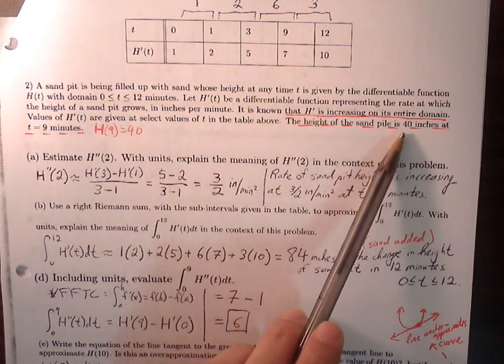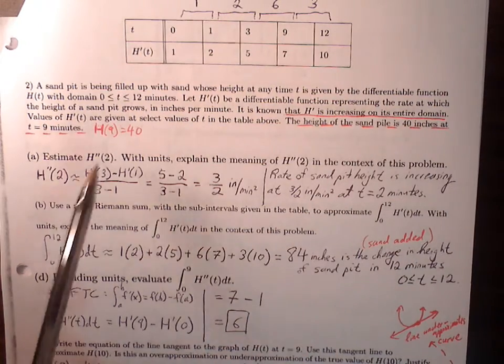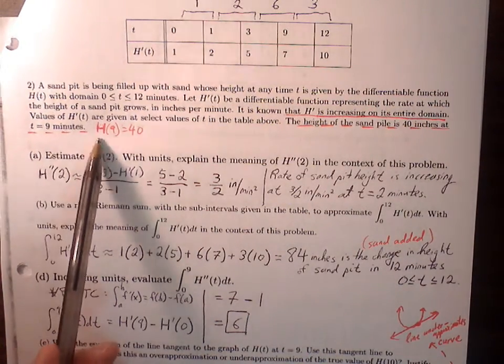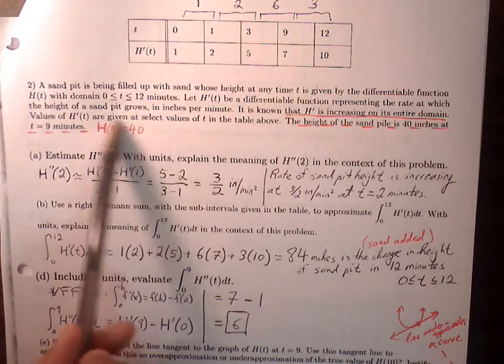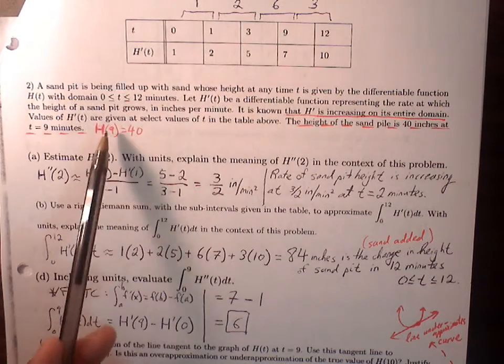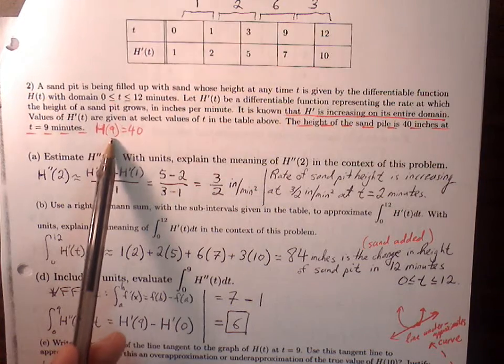The height of the sand pile is 40 inches at t equals 9 minutes, so h of 9 is equal to 40. We don't have h of t in front of us, but they just give us this information for use later on.